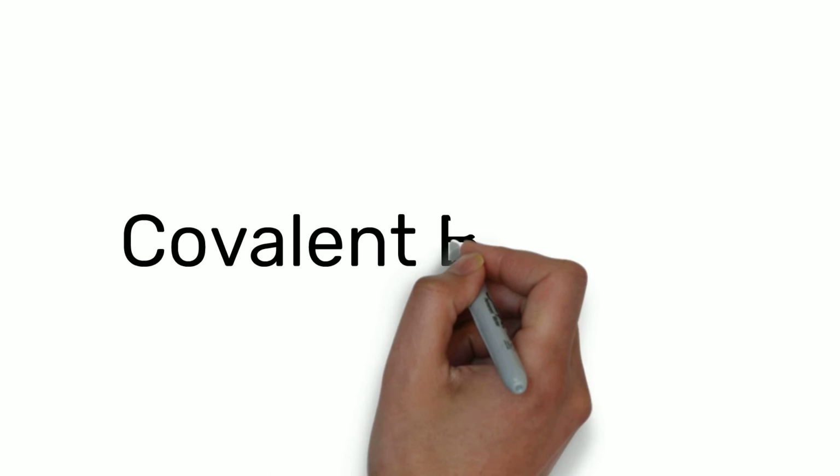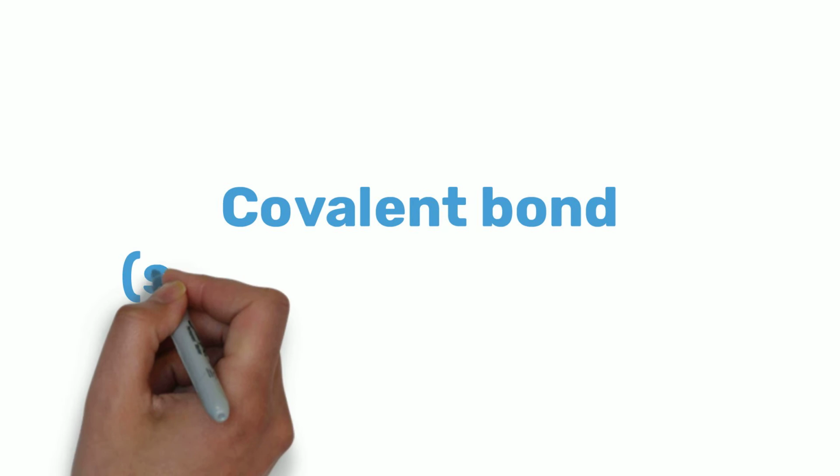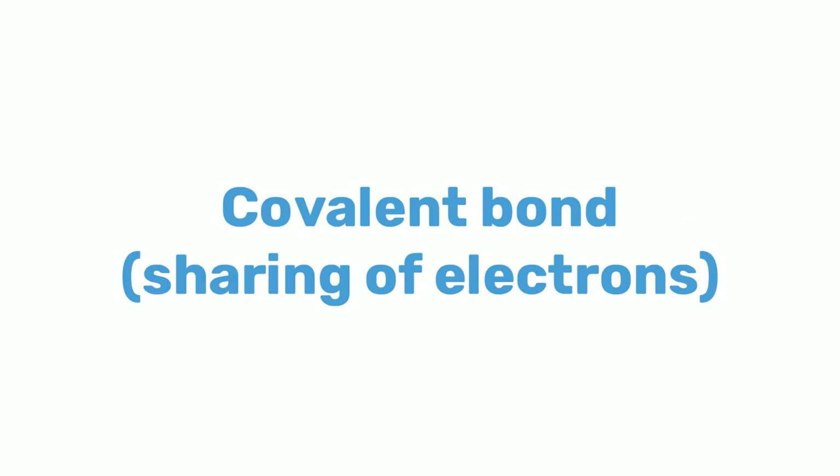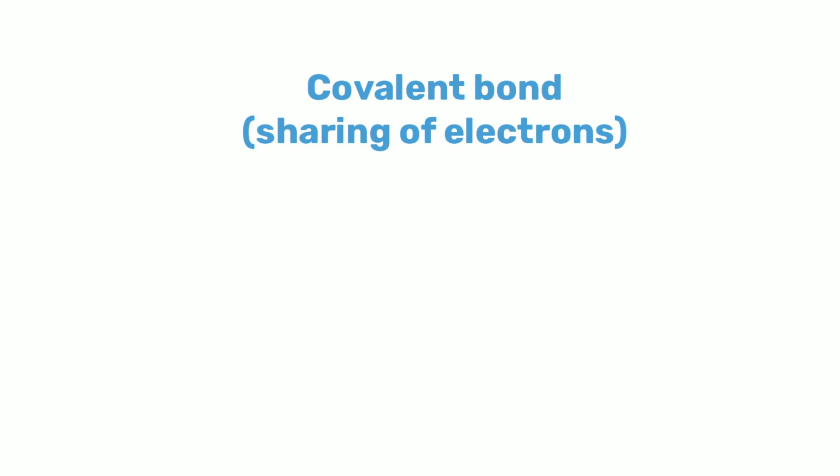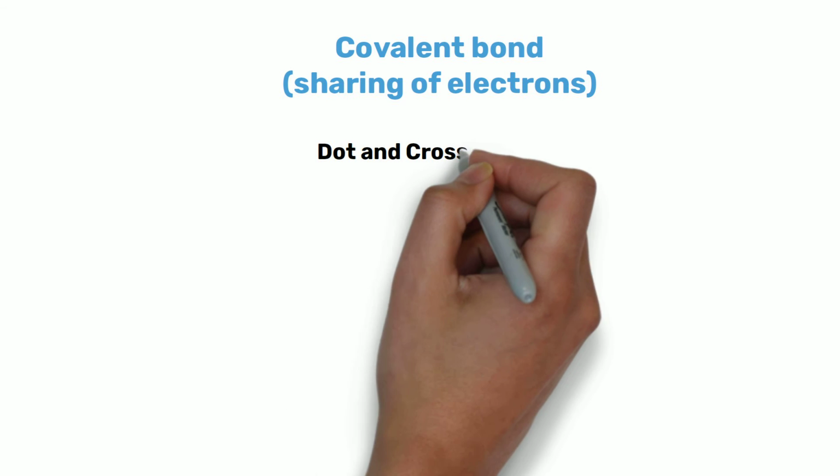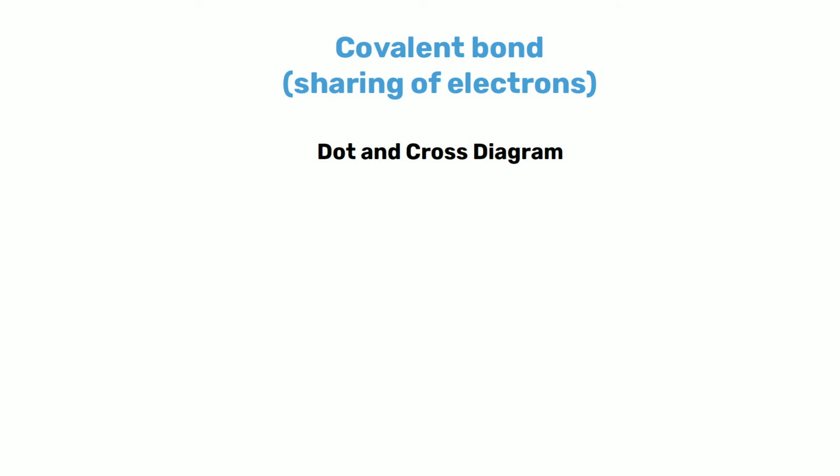Welcome to the lessons on covalent bonding. Let us recap what is a covalent bond. It is the sharing of electrons between atoms. So now we learn the dot and cross diagram.